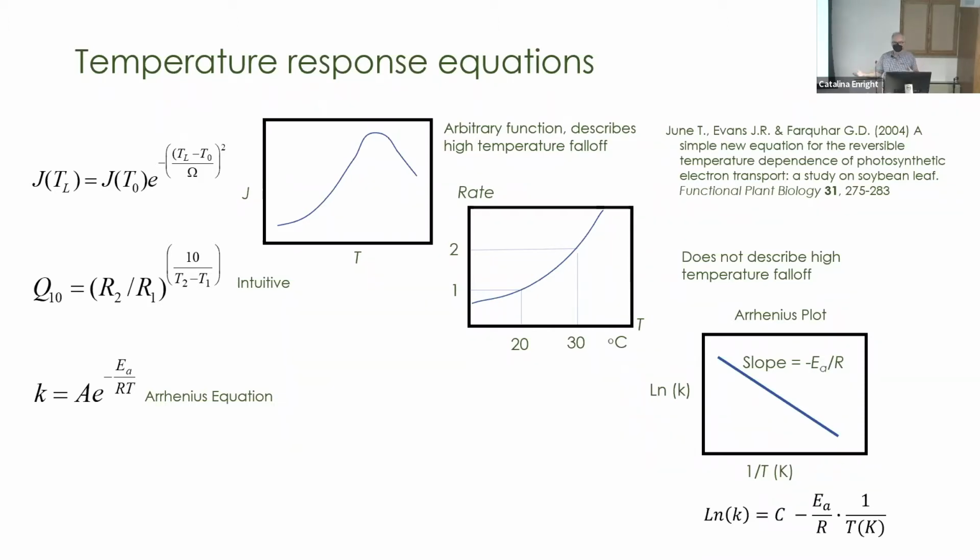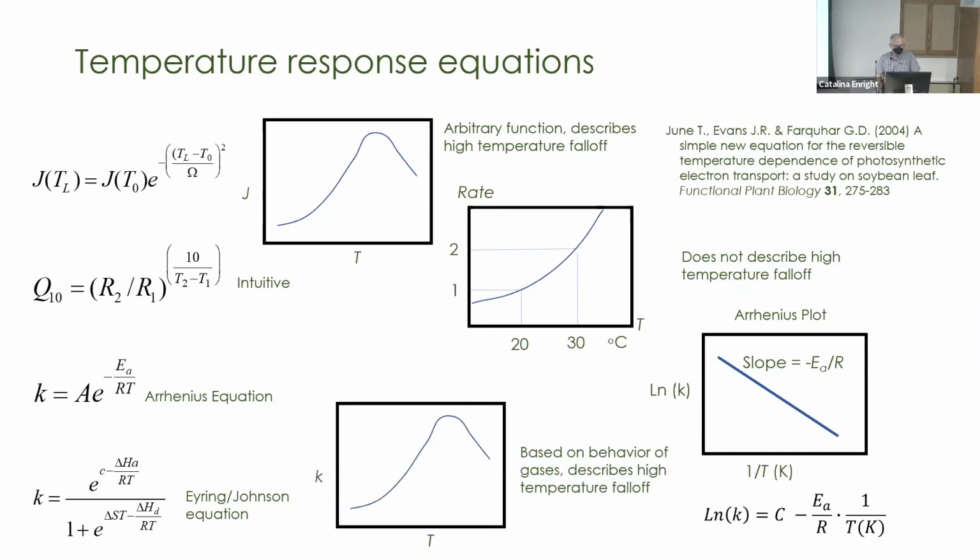Okay, does this have a higher or lower energy of activation? But a more complete equation is the Eyring-Johnson equation. And the nice thing about that is that it does account for the decline at high temperature. It introduces more variables, the delta HA, its enthalpic energy of activation, and introduces delta S. So those are the ways, and we'll see examples of those throughout the talk.